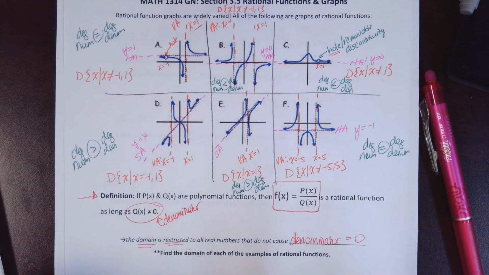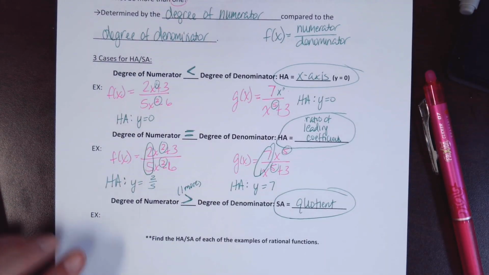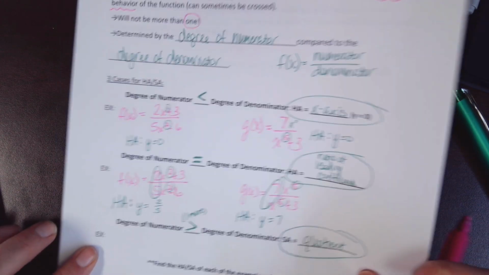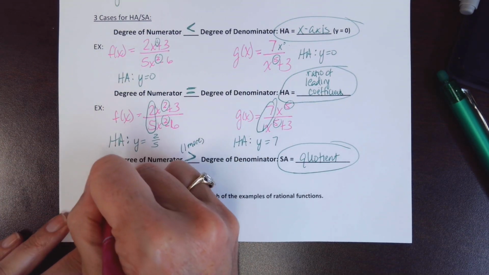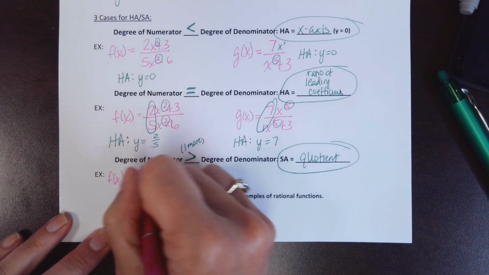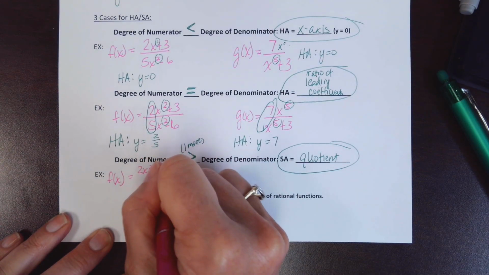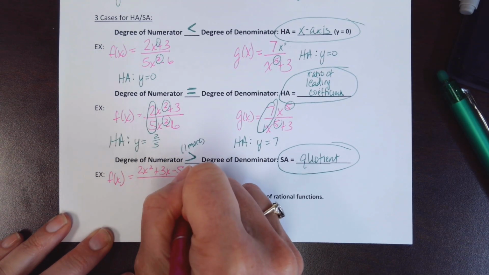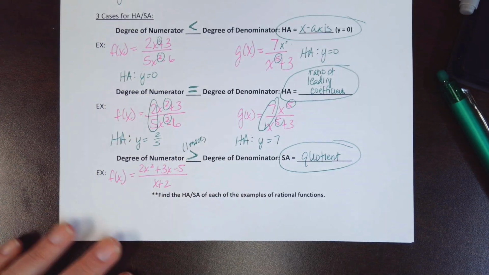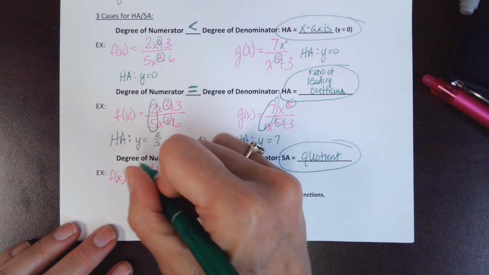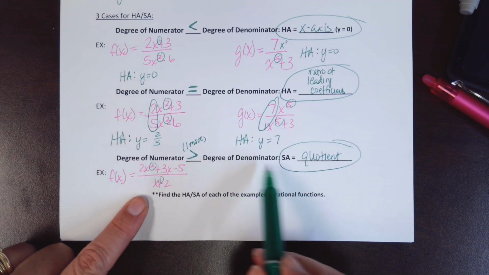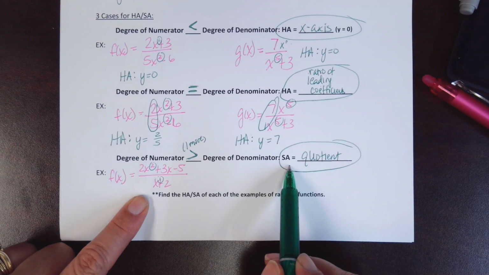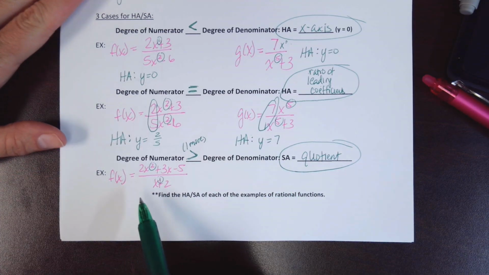So I'm not going to give an equation for that one, but we are going to do a what-if case, and we're going to work it out and find that quotient so you can see what that would look like. Let's take f of x equals 2x squared plus 3x minus 5 over x plus 2. Well, degree of the numerator is 2, degree of the denominator is 1. This fits our slant asymptote situation. So we need to go through and find the quotient.